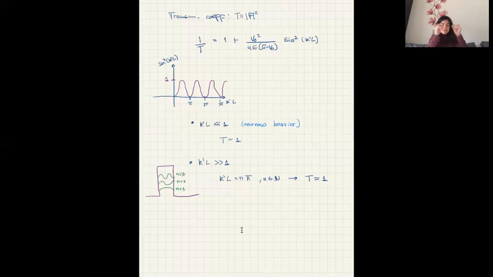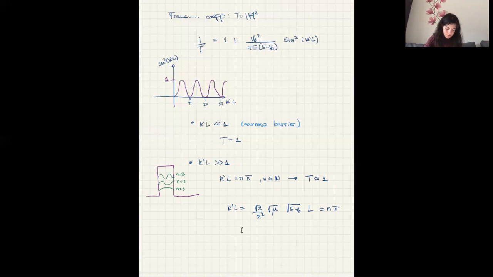Okay, so this tells us that for energies such that the momentum inside the box gives us this half-period, then we have a very high transmission rate. Let's replace what K' L is. Remember K' L: let's do it like we did before, square root of 2 mu (E minus V0) over h bar squared, times L, and we want this to be n pi, right?